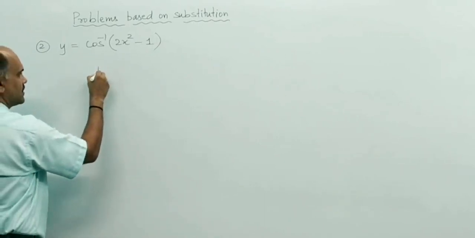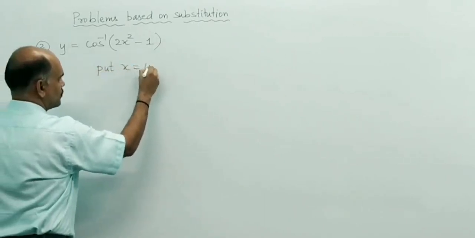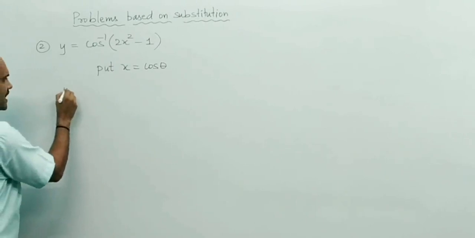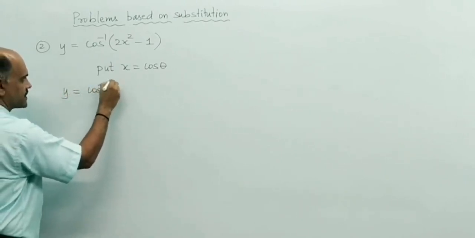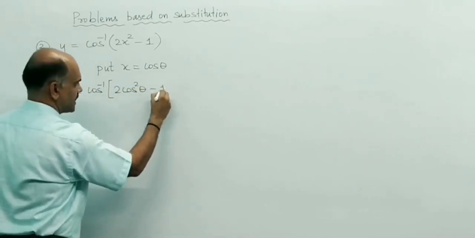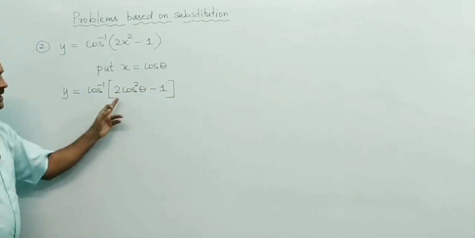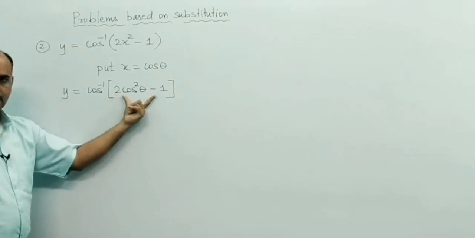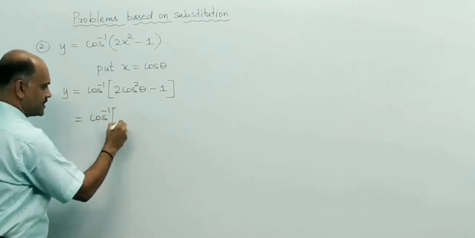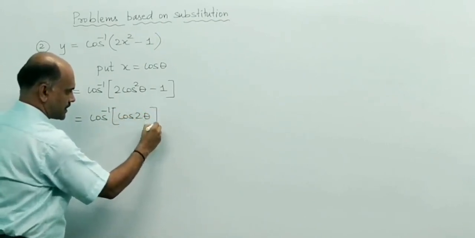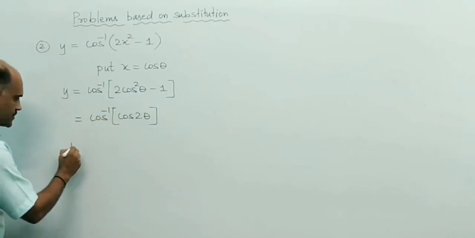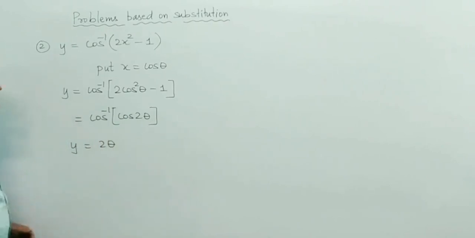So put x is equal to cos theta. So you will have y is equal to cos inverse of (2 cos square theta minus 1). 2 cos square theta minus 1 is the formula for cos 2 theta. So this is cos inverse of cos 2 theta. Again cos inverse and cos get cancelled. So you will have y is equal to 2 theta.